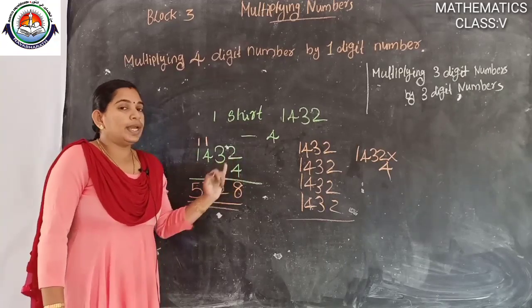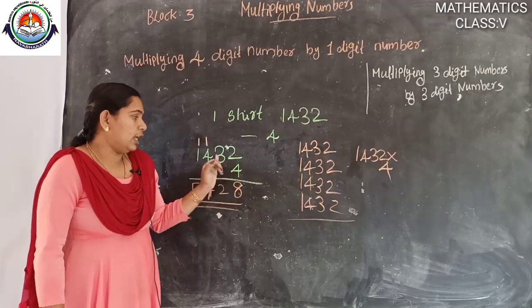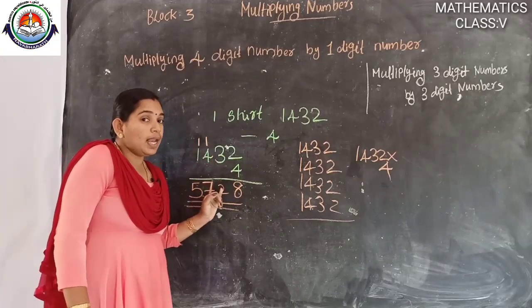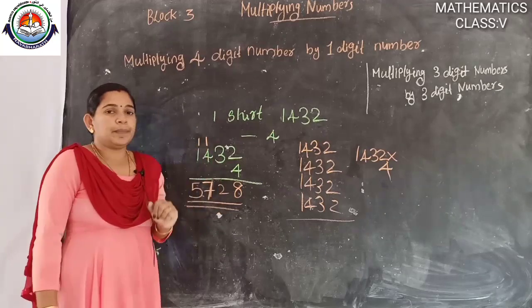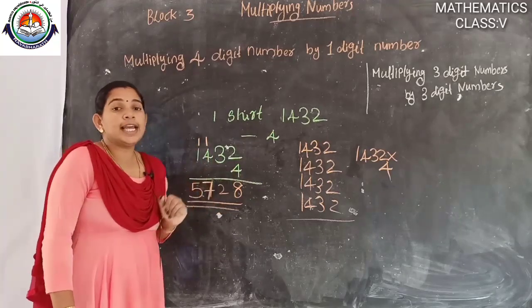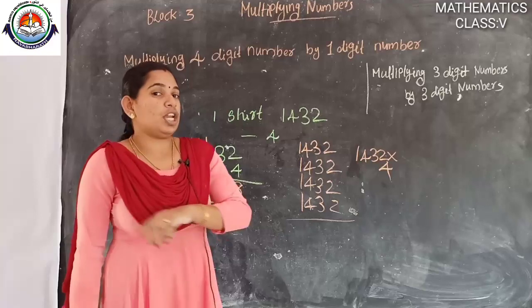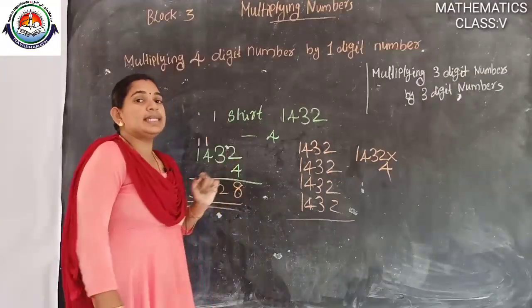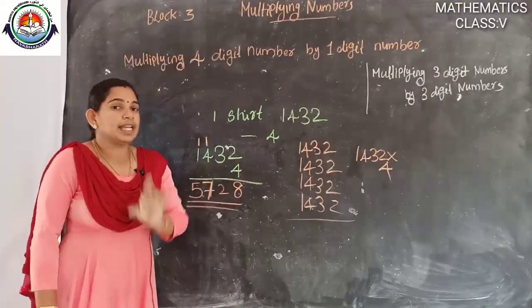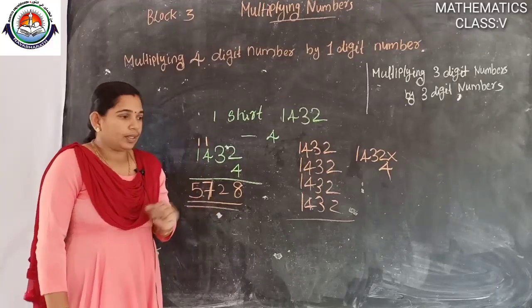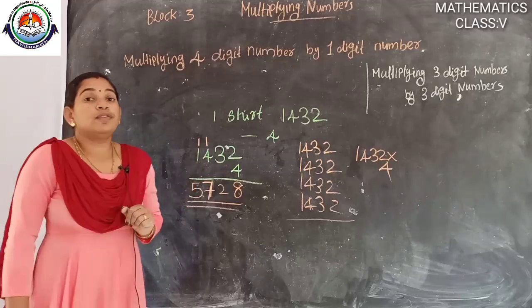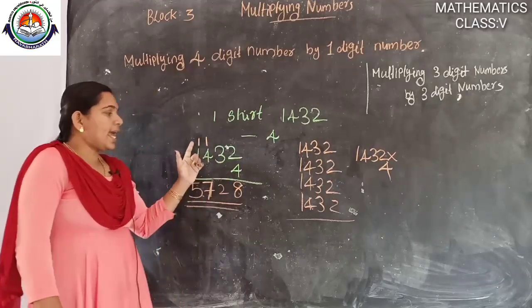4 into 2, 8. 3 into 4, 12. In 12 we write 2 here and 1 as a carry. Then 4 into 4, 16. 16 plus 1, the carry, 17. We write 7 here, 1 as a carry. Then 4 into 1, 4. 1 carry is there.